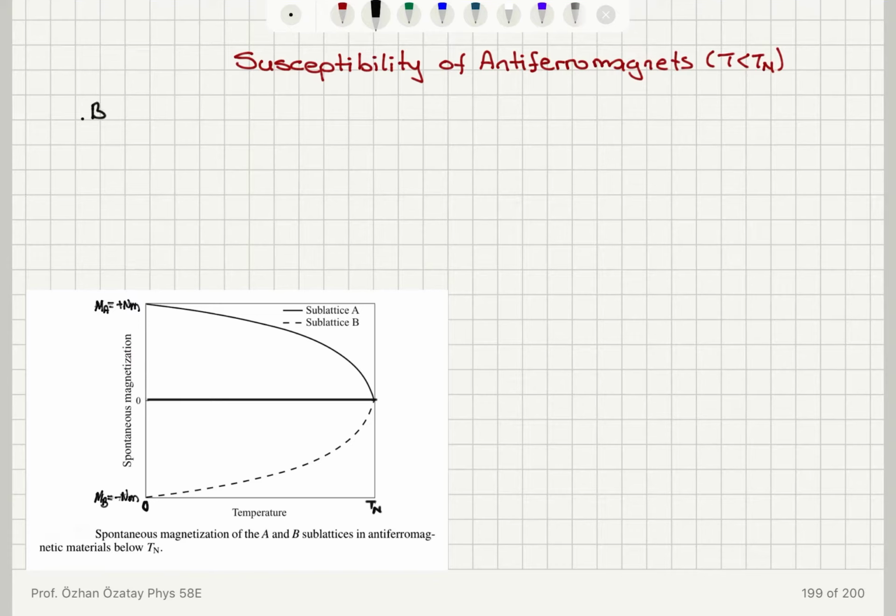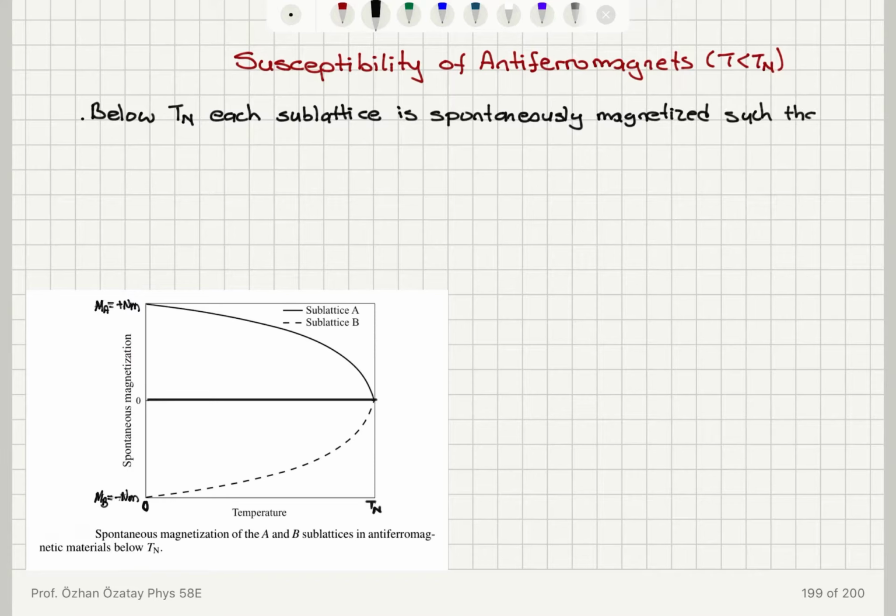So below the Néel temperature, each sublattice is spontaneously magnetized, such that we have the A sublattice magnetization equal to minus the B sublattice magnetization.